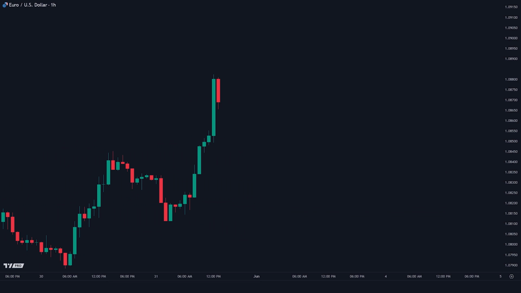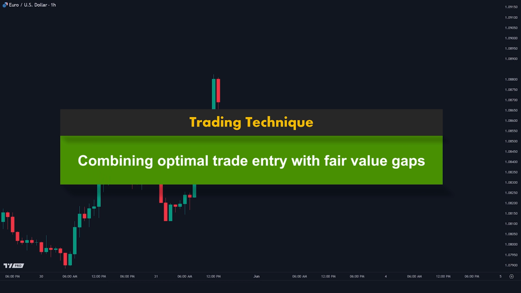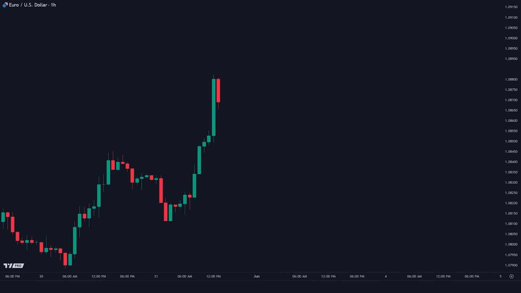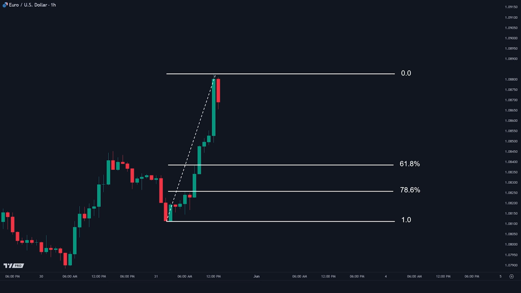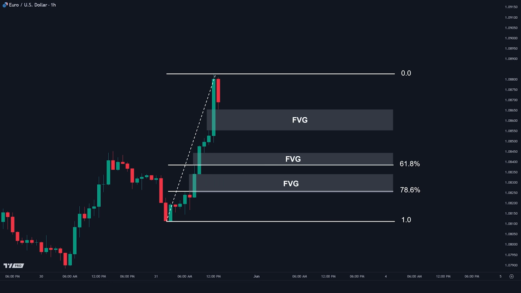Now, let's combine the optimal trade entry with fair value gaps. In this example, we're in a clear uptrend. We wait for a pullback to enter a long trade at a better price. If the price drops below this level, it could signal a shift in momentum and put the uptrend in question. By applying the retracement tool, we define the correction range and identify the optimal trading zone. Looking to the left, we can see that the latest impulsive move has created multiple fair value gaps, one of which aligns with our optimal trading zone.